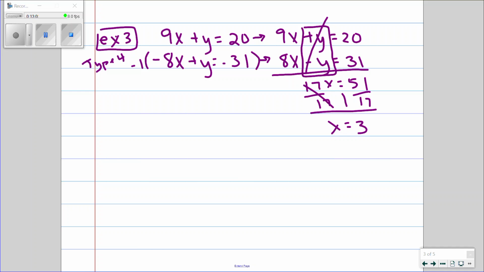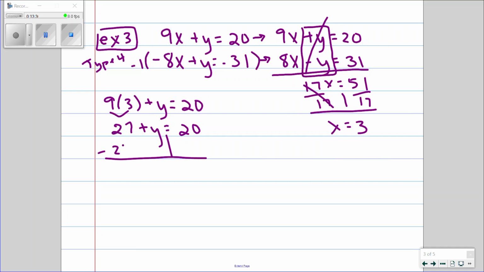And now I just need to take that 3 and plug it into any of those equations up there. I go back to the first equation, then it'll be 9 times 3 plus y equals 20. And then I simplify: 9 times 3 is 27, plus y equals 20. Then all I need to do is subtract 27 from both sides, so that y equals negative 7. So the final answer here is 3, negative 7.